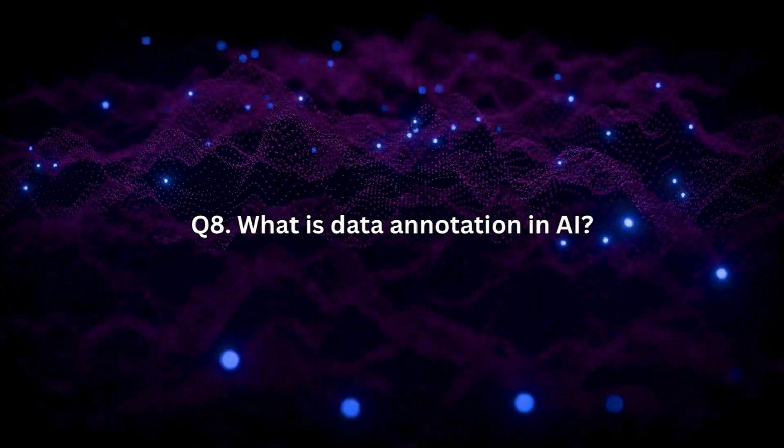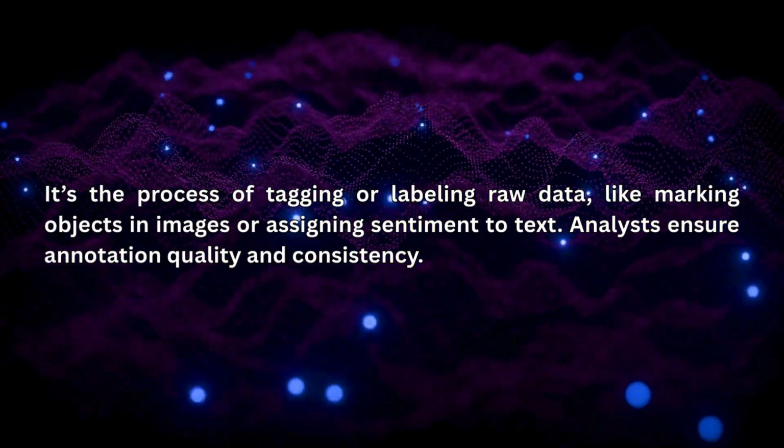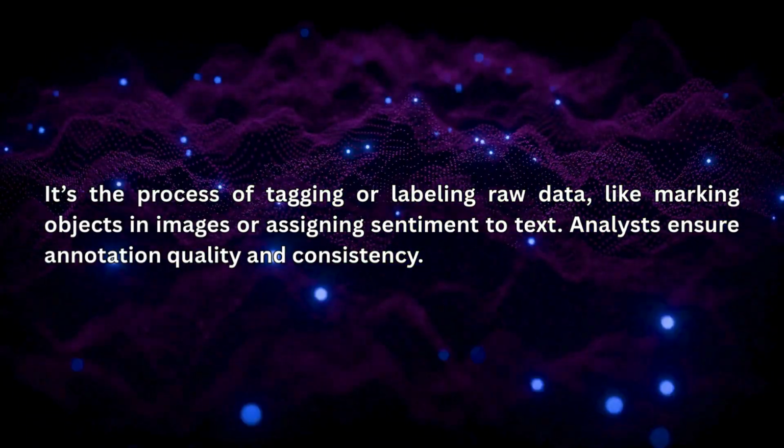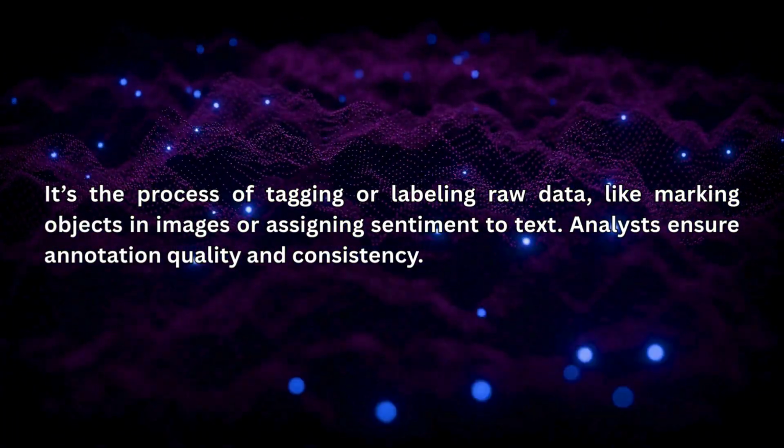What is data annotation in AI? It's the process of tagging or labeling raw data, like marking objects in images or assigning sentiment to text. Analysts ensure annotation quality and consistency.